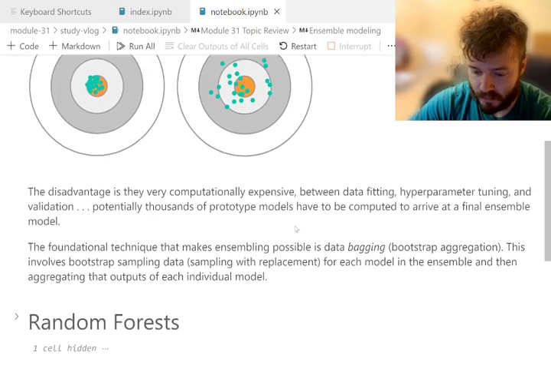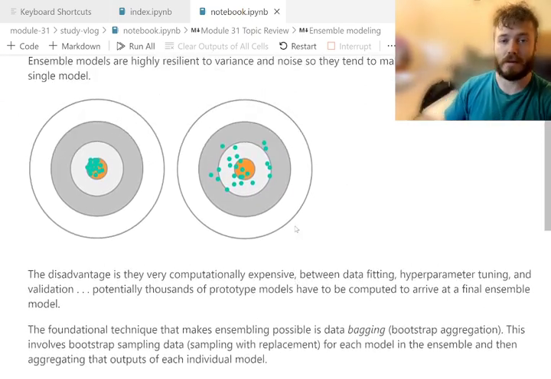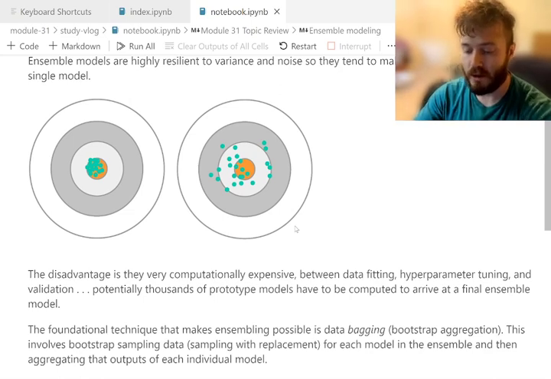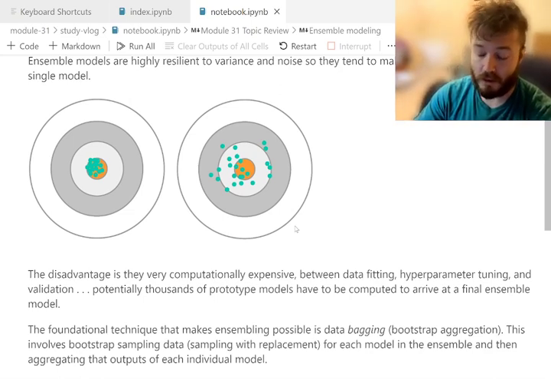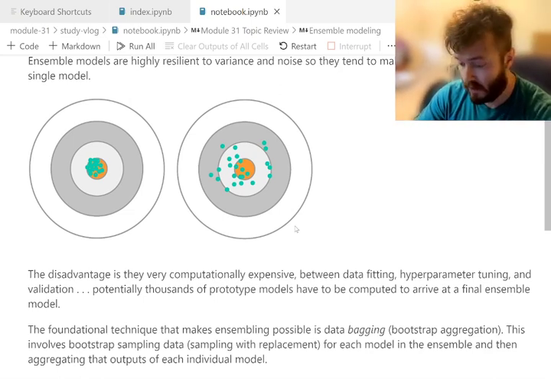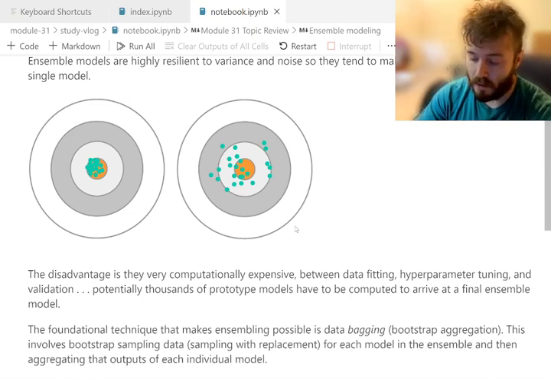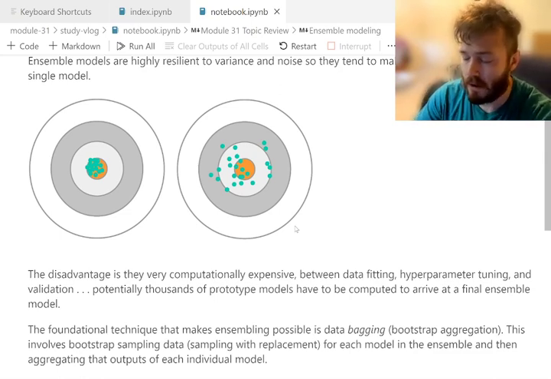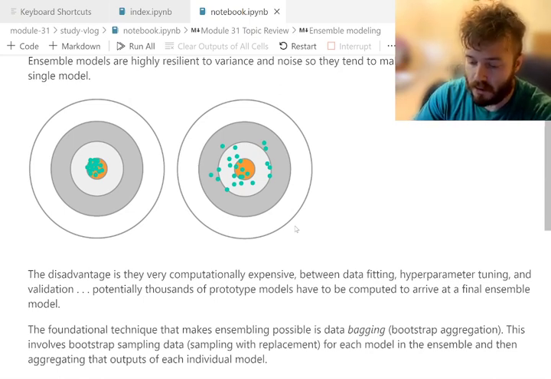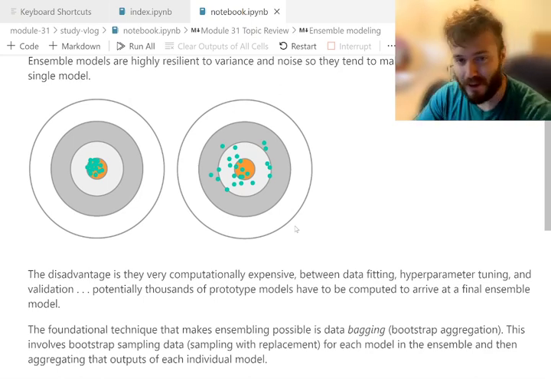ensemble modeling. The disadvantage is that it's very computationally expensive between training your models, validating your models, and storing those model objects in memory on your computer. It takes a lot because you're not dealing with just one model at a time anymore. You're dealing with multiple models at the same time. So this probably isn't going to work if you're using a Raspberry Pi as your daily computer.